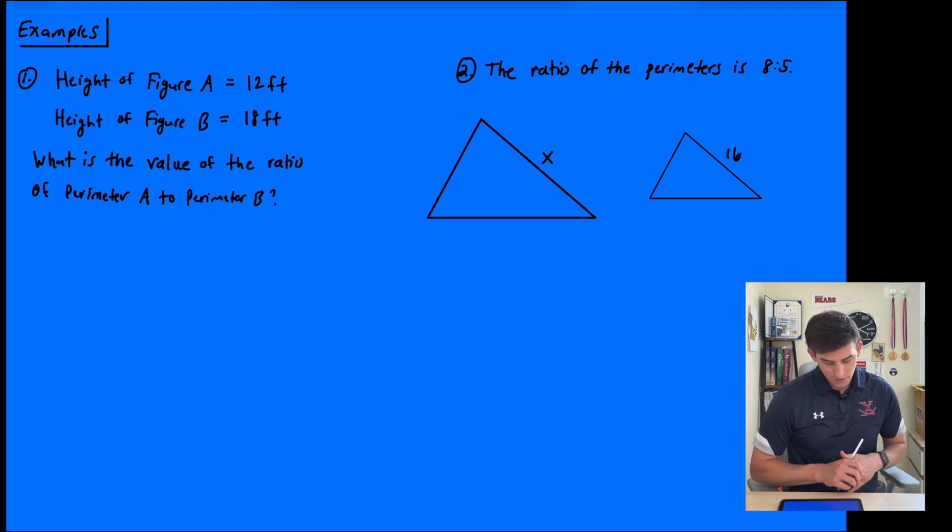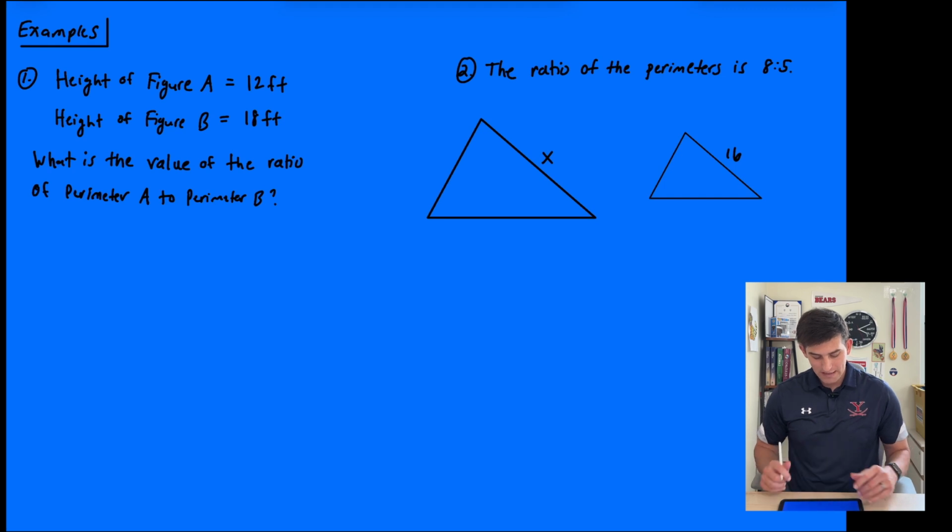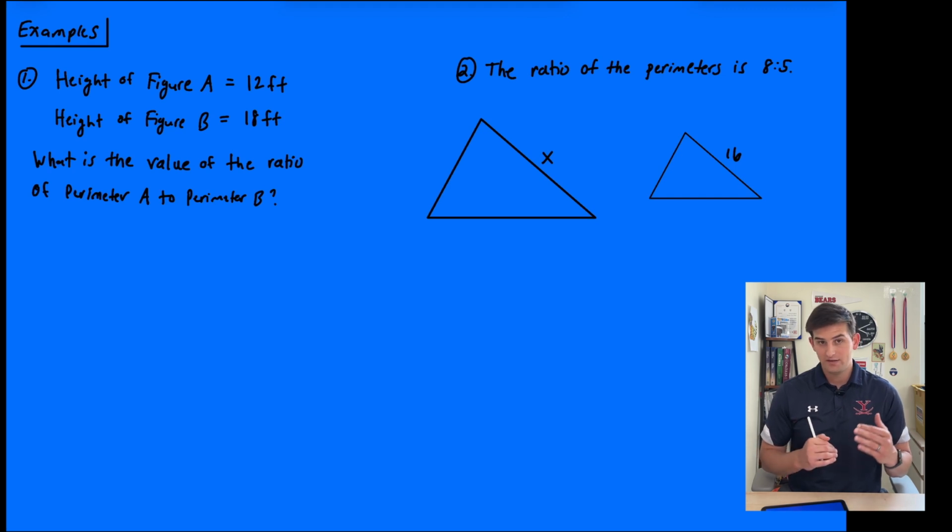Okay. So for number one, it says the height of figure A is 12 feet. The height of figure B is 18 feet. What is the value of the ratio of perimeter A to perimeter B? So they're just testing us on the knowledge of A, can we find the ratio here? But then also B, do we know that the ratio of the perimeters is just the same as the ratio of the corresponding side lengths? So if we know that, then this question is pretty simple, right?